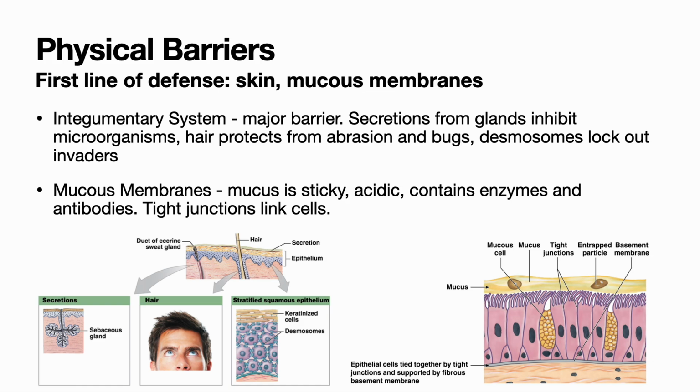Inside your mouth, vaginal canal, anal canal, the urinary system, we're going to have some mucous membranes, and that mucus is going to play a really important role because it's very sticky and it has a low pH, so it's acidic. It may also contain enzymes and antibodies, and the cells themselves have a lot of tight junctions, so all of those characteristics are going to help protect you from potential pathogens.